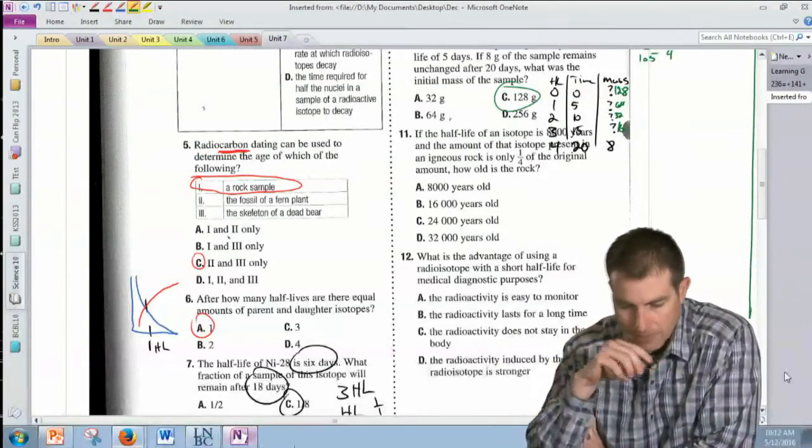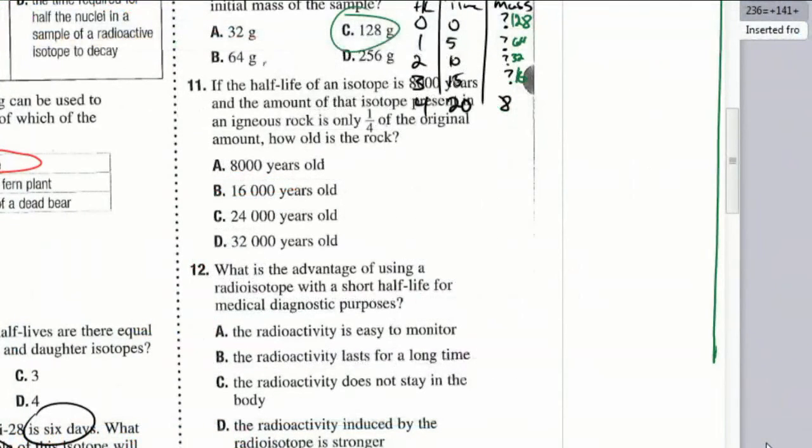So the half-life of an isotope is 8,000 years. The amount of that isotope present in igneous rock is only 1/4 of the original amount. How old is the rock? So again, half-life, time, and amount. Those are the things I'm given.